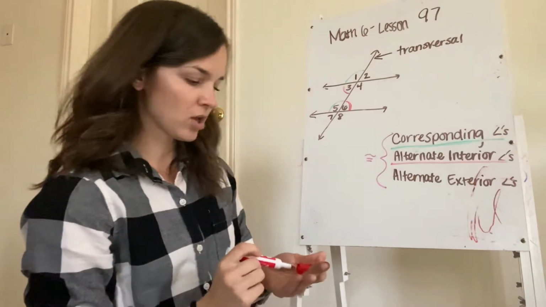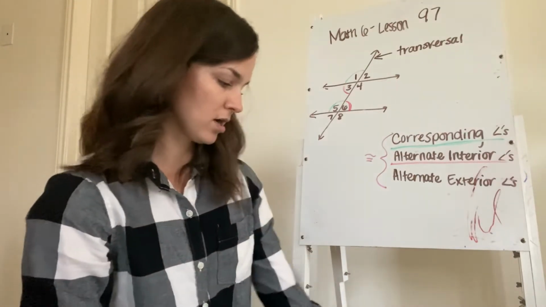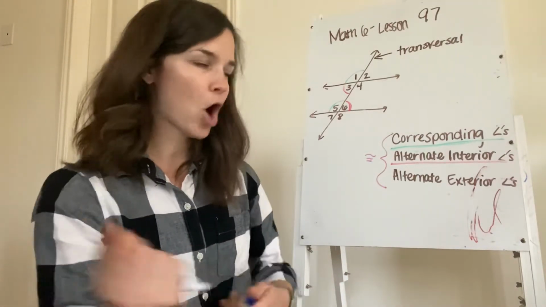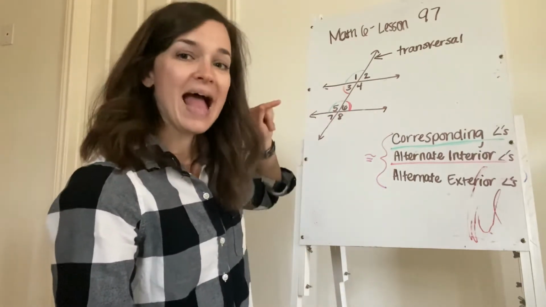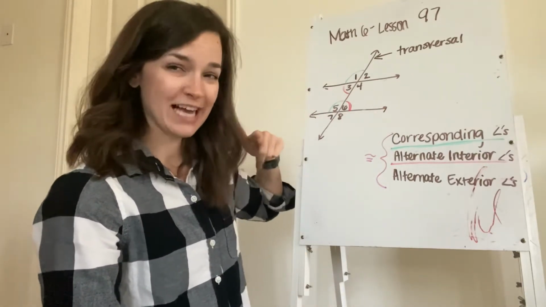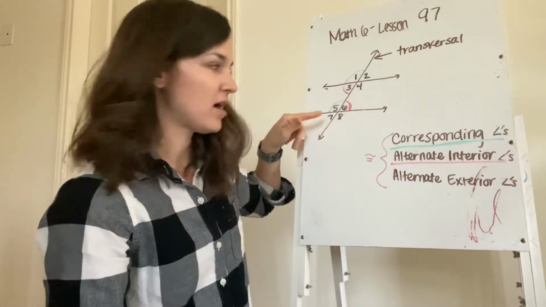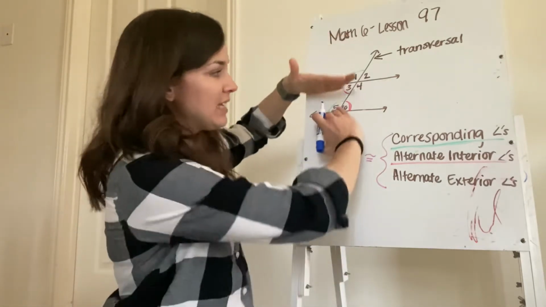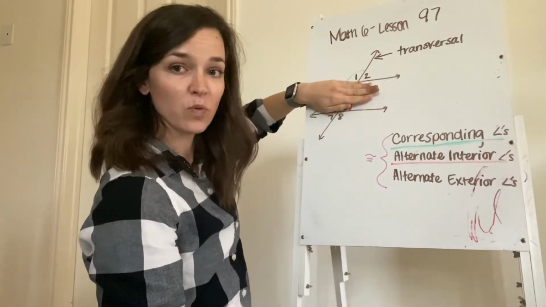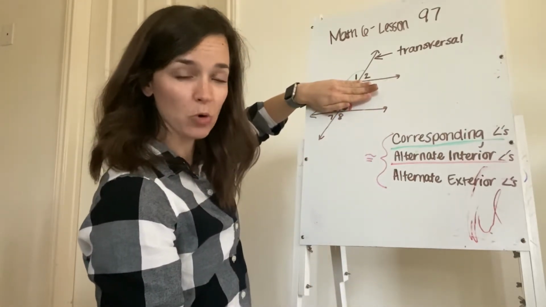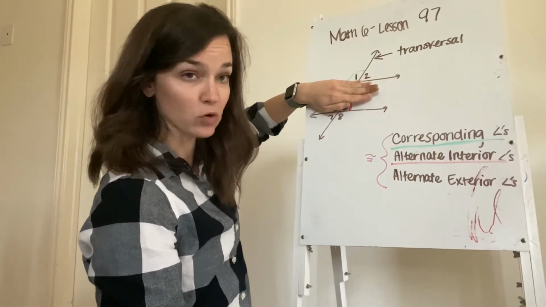Okay, now let's look at alternate exterior. You can use those context clues again. Alternate, meaning opposite sides of the transversal. Exterior, you guessed it, outside the parallel lines. So if interior means inside the parallel lines, then exterior means we are cutting out all these middle guys and now we're only looking at the outside angles.